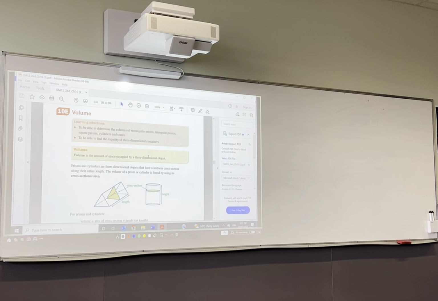Area, we've done perimeter, okay? And now this is going on to volume, okay? So basically volume is specifically for a 3D shape. So you can have any type of 3D shape.